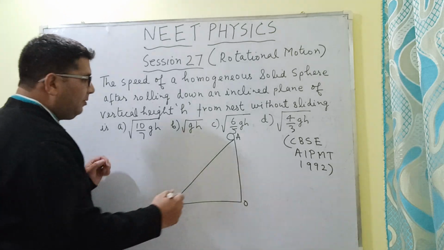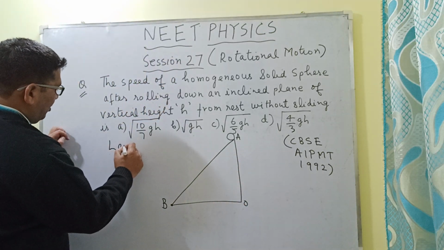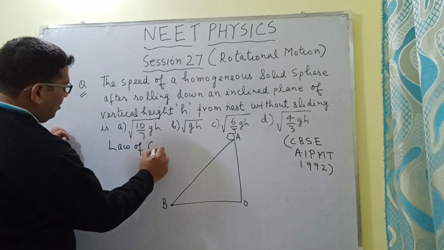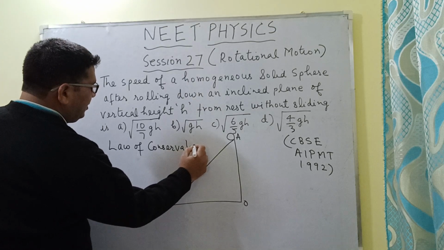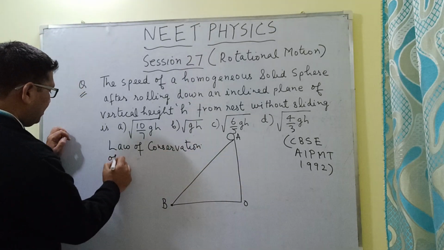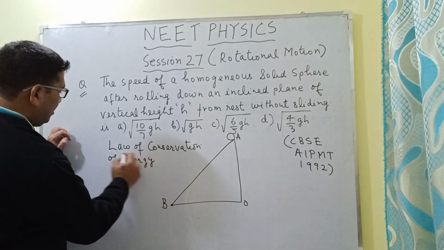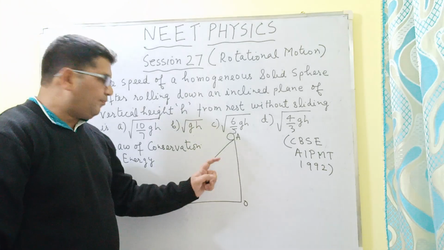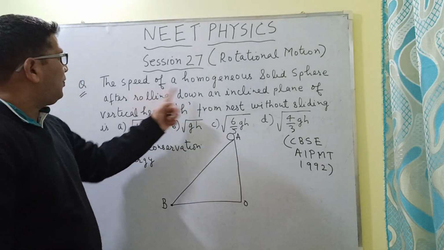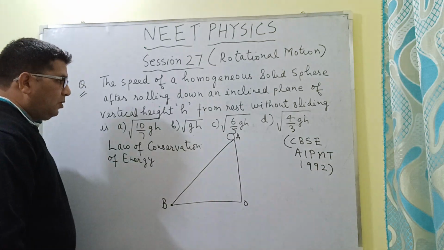So here what we will be doing is we will be using the law of conservation of energy. Using this law of conservation of energy, we will be able to find the speed of the solid sphere when it reaches the point B.